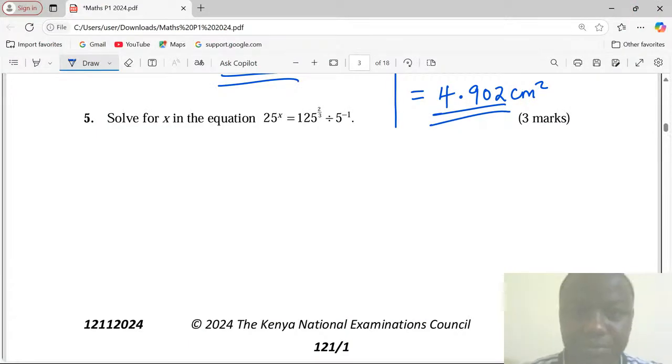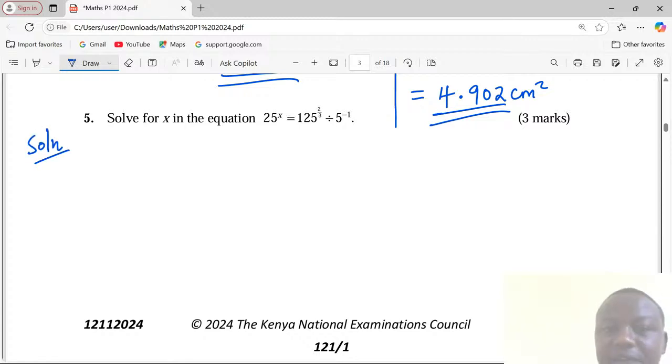Let's now continue with number 5, Mathematics Paper 1, the KCSE 2024 examination. Solve for x in the equation 25^x equals 125^(2/3) divided by 5^(-1). That is the equation. So how do we get the value of x?